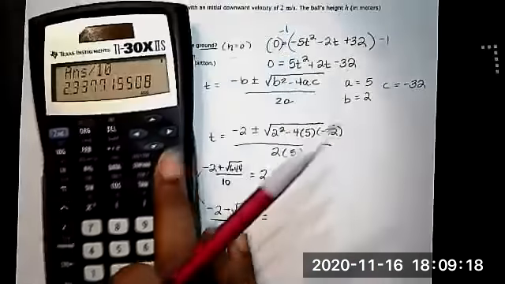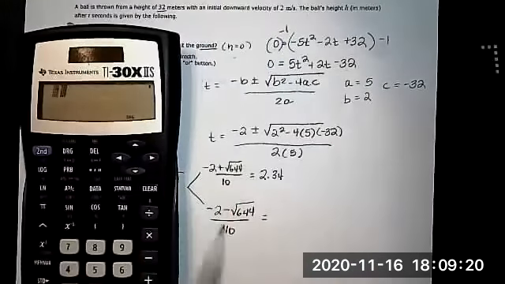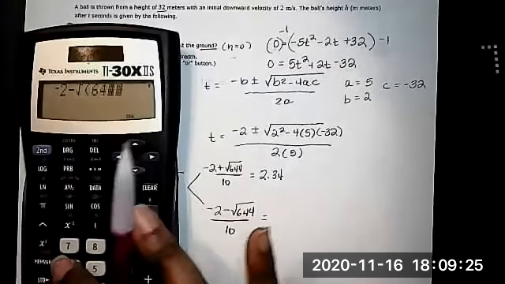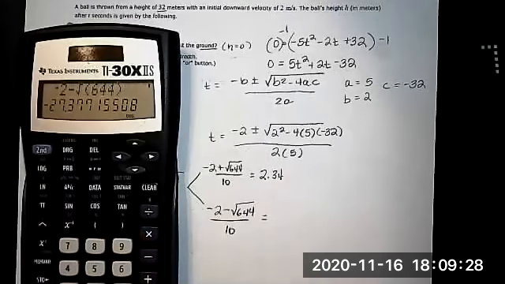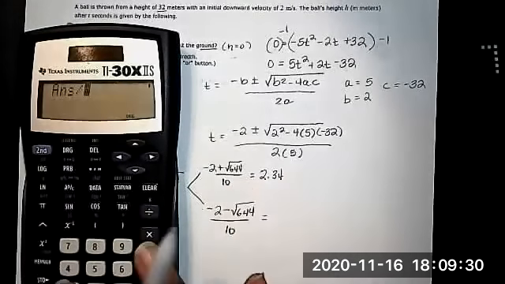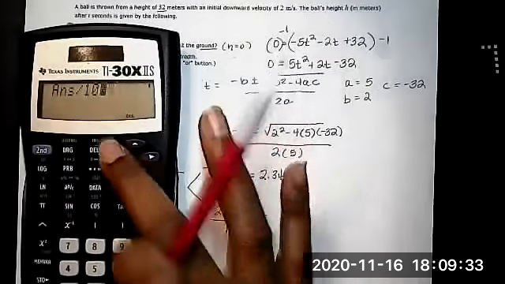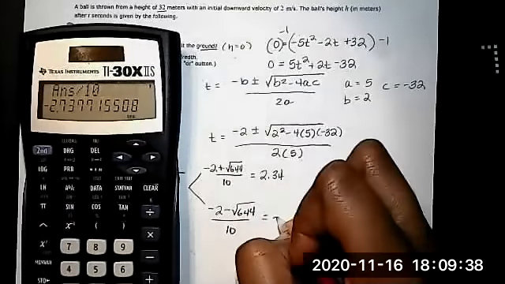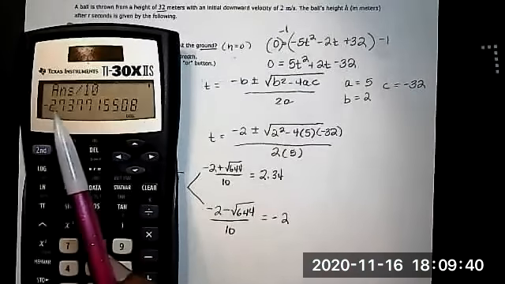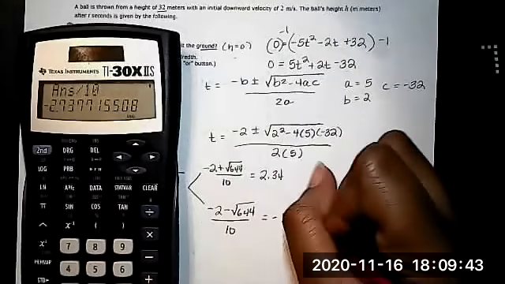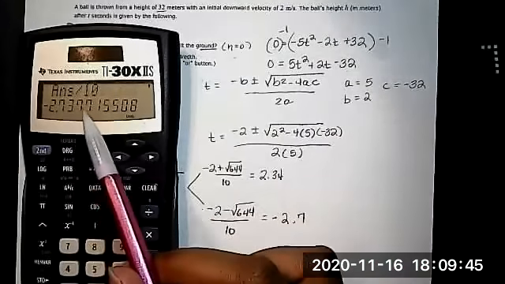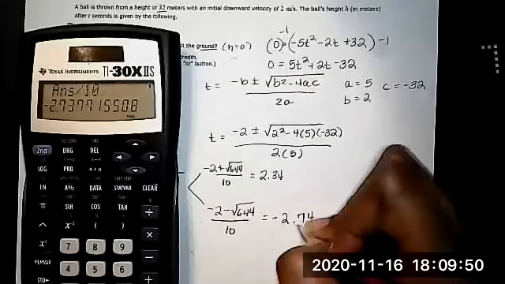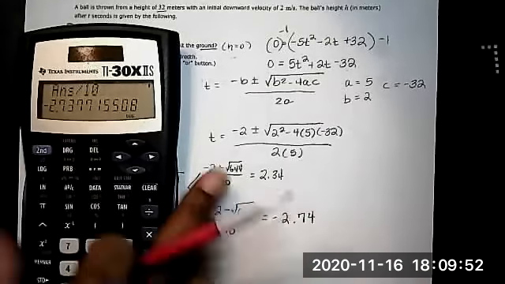All right, so now let's get the next part. Negative 2 minus the square root of 644. Get that whole answer, and then divide that by 10. Oops, sorry. All right, so we get negative 2, and again, we're rounding to the nearest hundredth, 0.7. Now, 3 is here, but this 7 makes that 4, okay? So negative 2.74 is our answer there.